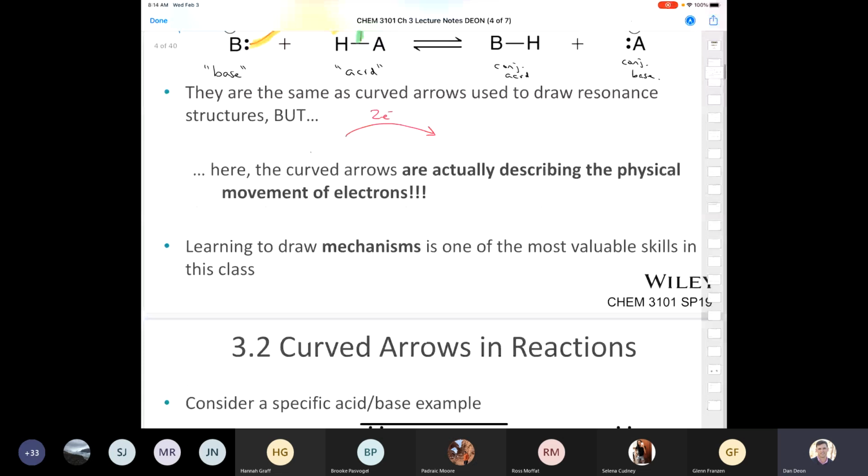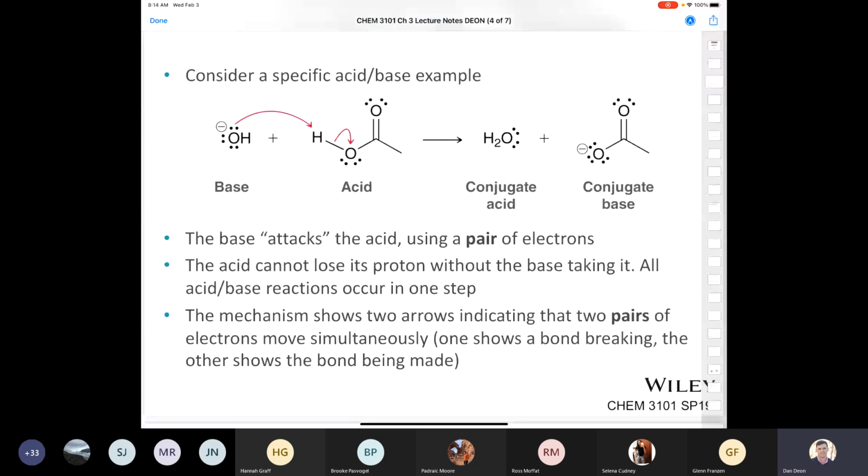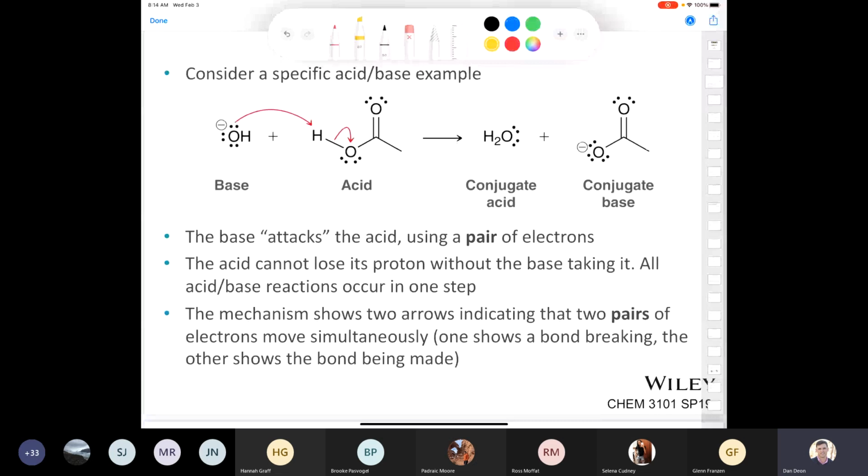Here's another specific example, and it's actually showing molecules and a polyatomic ion. We have hydroxide, which is our base. And the acid shown here is acetic acid. This is the major component, or one of the main components, found in vinegar. We have our base, which is taking the proton from the acid to produce the conjugate acid and conjugate base.